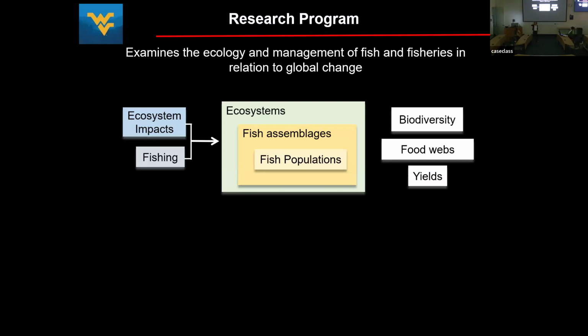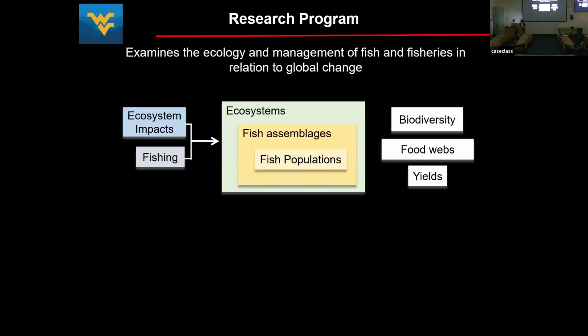So here are some questions that drive my research. For example, how do global changing processes affecting freshwater ecosystems, such as hydrological alterations, land cover alterations, and overfishing, affect the ecosystem and the fish ecology at different scales? And what are the outcomes of these impacts to aquatic biodiversity, food webs, and fisheries?